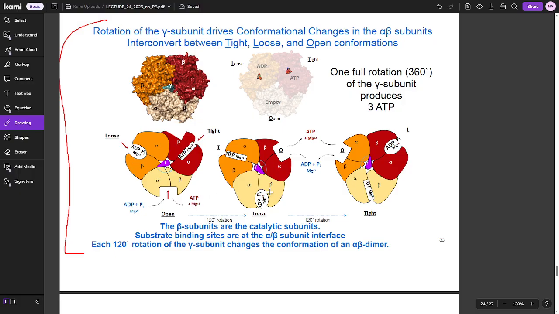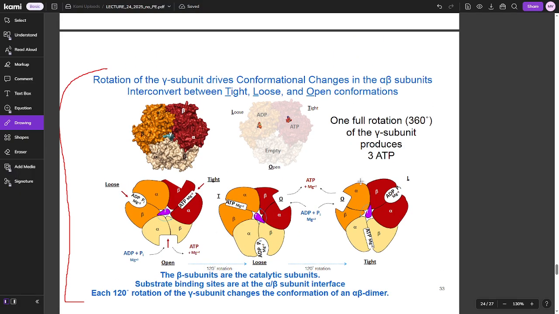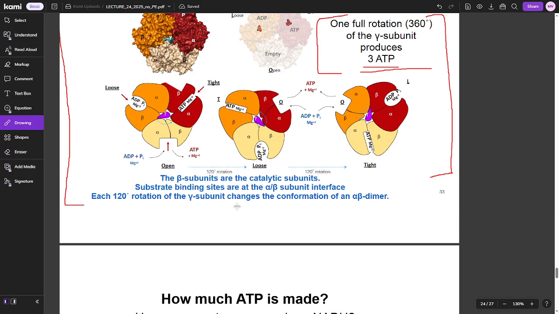That's the main thing I want to get across from this, and that's the main thing you should take away from this lecture. This is one of the big things they could test you on for your exam. What you should know is that one full rotation generates 3 ATPs. Why? Because there are 3 different alpha beta pairs, and each one of them will generate an ATP upon a full rotation of this gamma subunit.